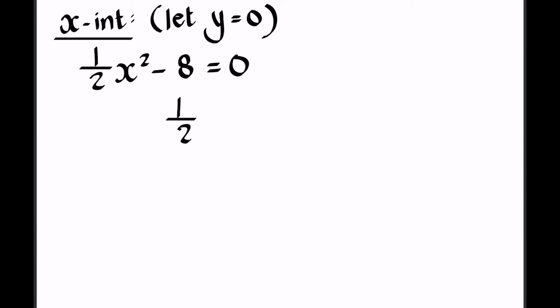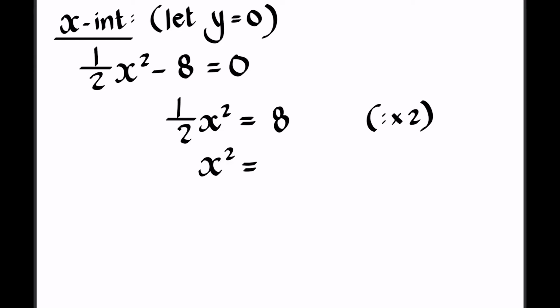So we have a half x squared. I'm going to isolate that half x squared by taking the negative 8 across to the other side. So I have 8. Now I want to start isolating the x. To isolate that x squared from the half, I'm going to multiply both sides by 2. So x squared is equal to 8 times 2, which is 16. Now I need to square root both sides.